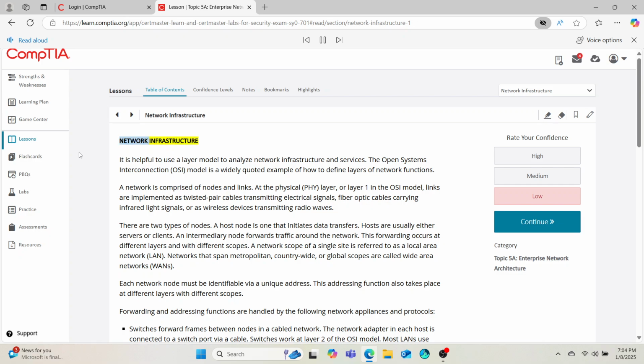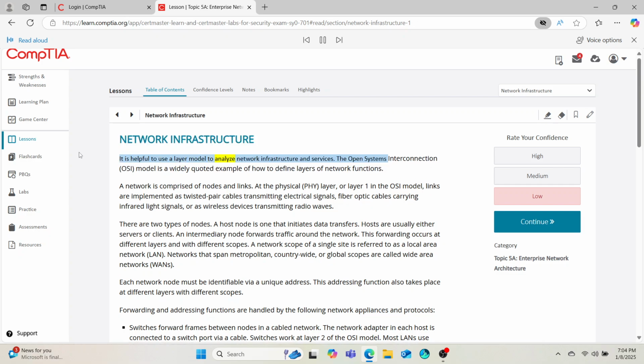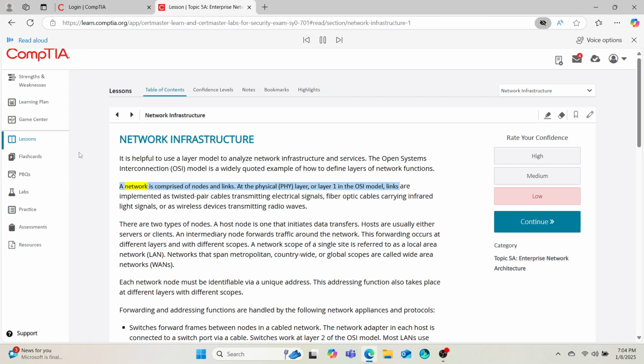Network infrastructure. It is helpful to use a layer model to analyze network infrastructure and services. The Open Systems Interconnection (OSI) model is a widely quoted example of how to define layers of network functions. A network is comprised of nodes and links. At the physical (PHY) layer or layer 1 in the OSI model, links are implemented as twisted pair cables transmitting electrical signals, fiber optic cables carrying infrared light signals, or as wireless devices transmitting radio waves.